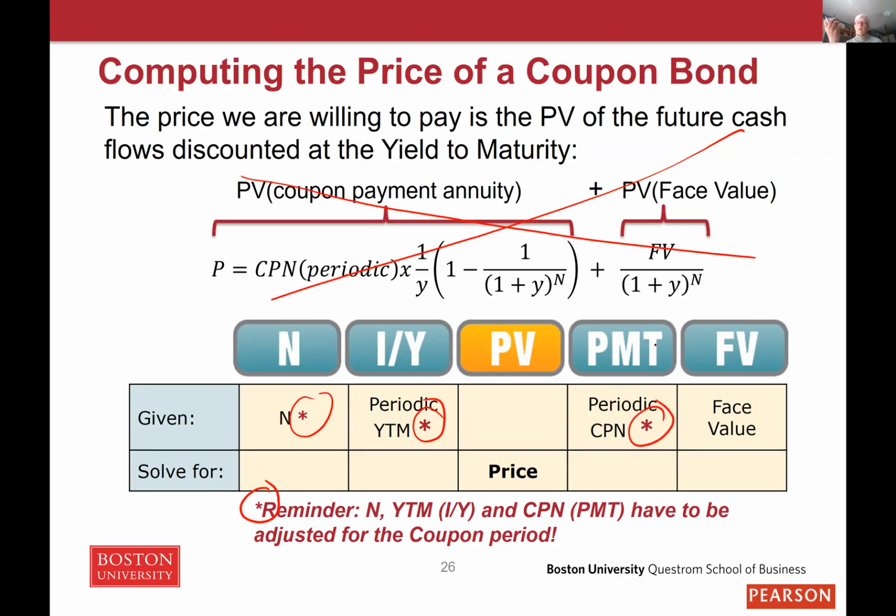All of those change if it's not annual. The face value and the price, those are fixed amounts at a fixed time. Those are just numbers. But all of those other things are going to get adjusted depending on whether it's annual or semi-annual or quarterly. All right. So with that information, you are now ready to try to calculate the price of this coupon bond.